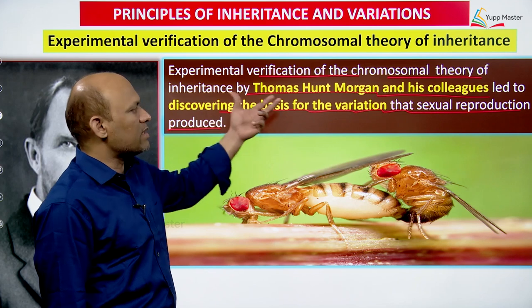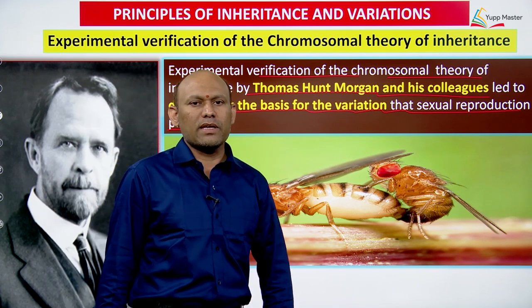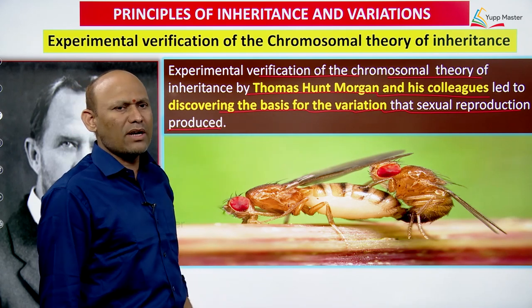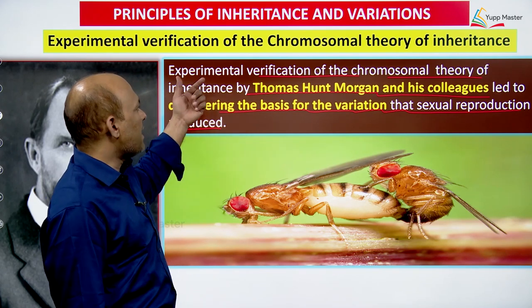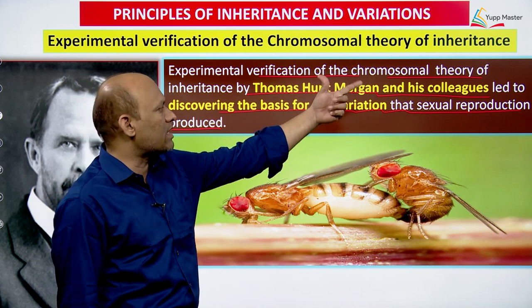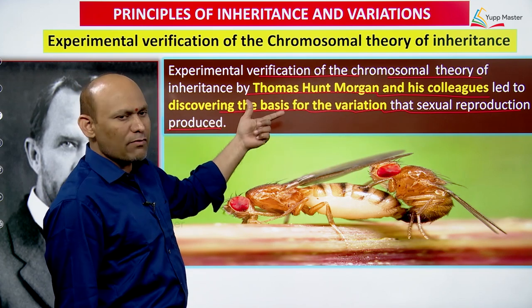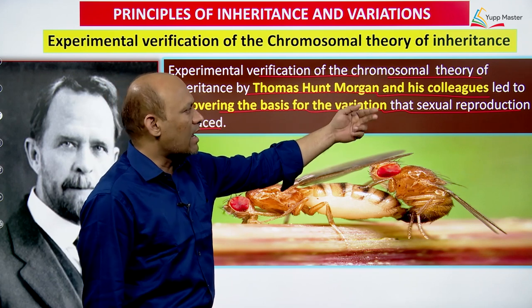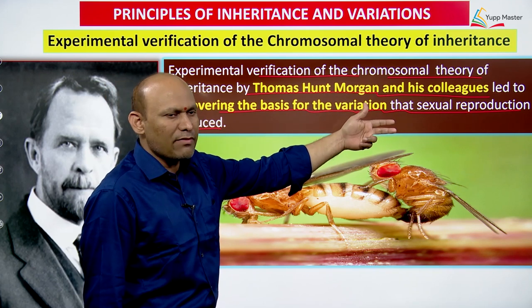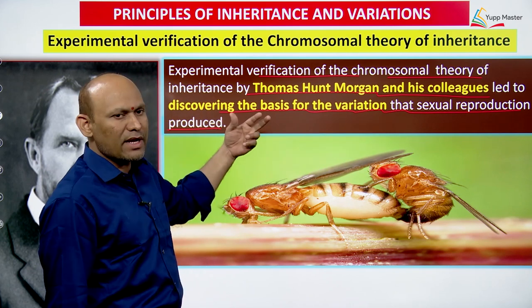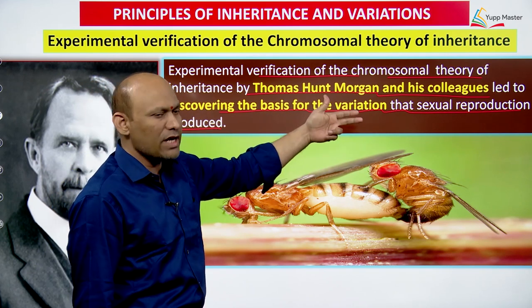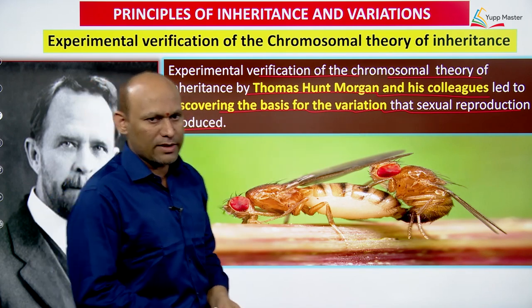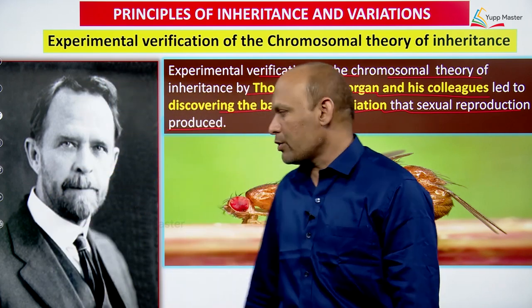All you need to remember, this is an NCERT statement. You have to respect NCERT like anything. So let me utter the statement once again. The experimental verification of the chromosomal theory of inheritance was performed by Thomas Hunt Morgan and his colleagues, dear students. And this experimental verification led to the discovery of the basis for the variations, the changes that sexual reproduction produced. This is very important. You need to remember this.